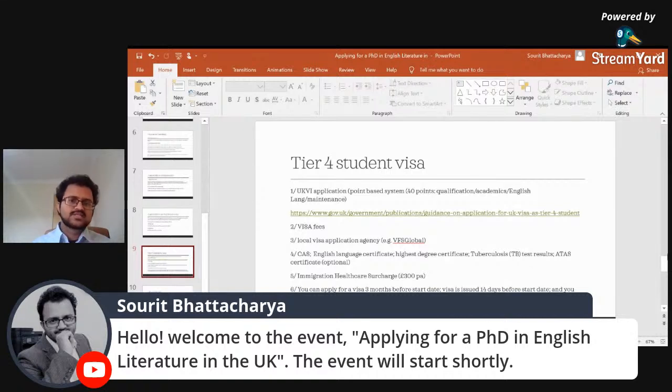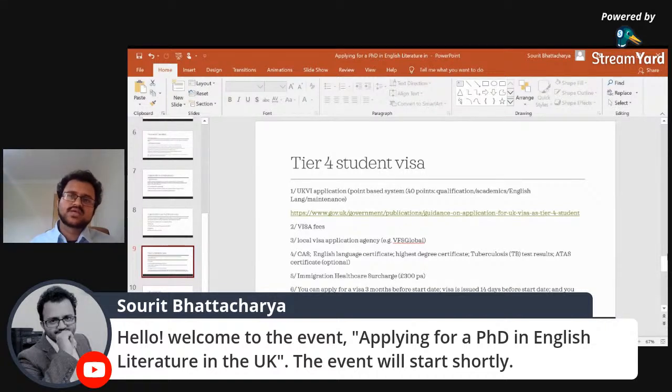And now about the visa: when can you apply? You can apply for the visa 3 months before the start date. So if it is September you're going for, you can apply in June. The visa is issued 14 days before the start date. It will be given to you much earlier, but it will only be valid from 14 days before the start date. So if your start date is September 13th or 14th, then the visa will be valid from September 1. Only from September 1 can you come to the UK.